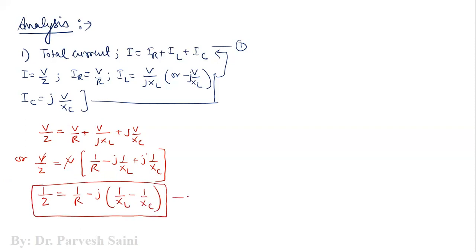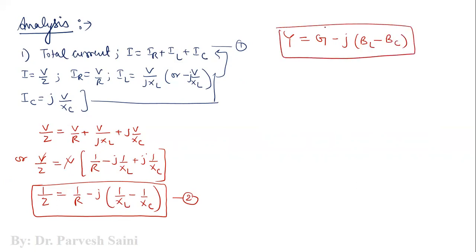This is equation number 2. Now we know that 1 by Z is the admittance, so we'll write it as Y, which is equal to G, because 1 by R is G, minus J times BL, where 1 by XL is equal to BL, and then 1 by XC is equal to BC. So this is your equation number 3, right?